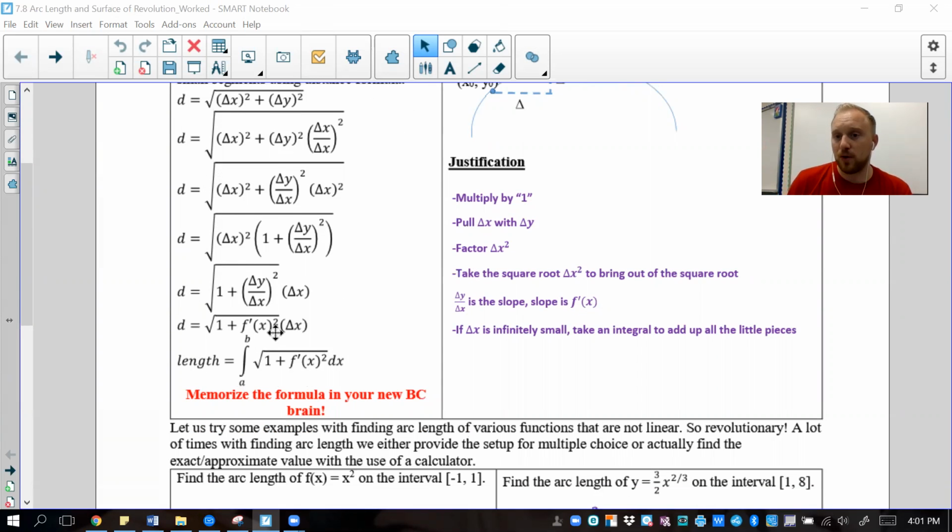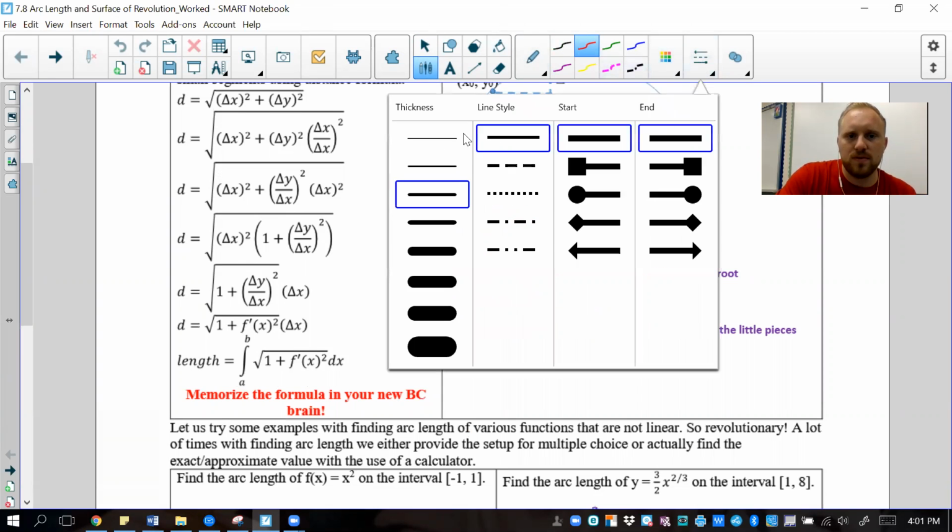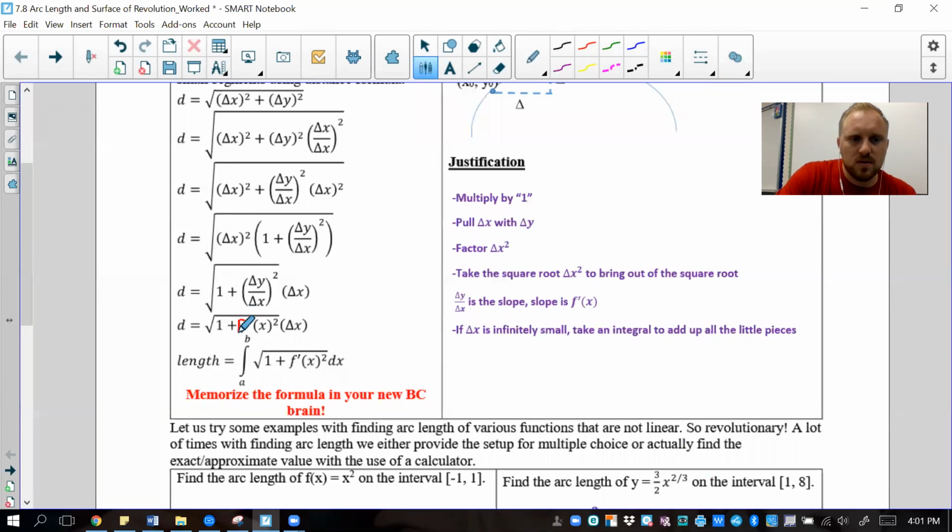Okay, so the arc length formula is basically our integral from a to b of the square root of 1 plus f prime of x, and that's all squared. Okay, so it's always a good idea to put this in parentheses. So this needs to be in parentheses just to make sure you know that this is being all squared.